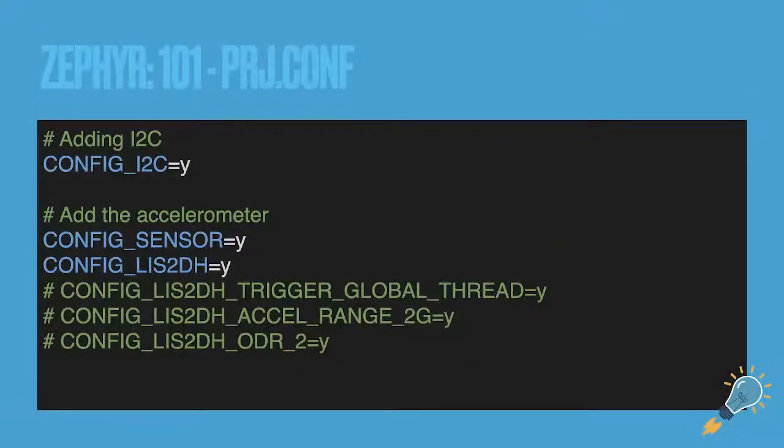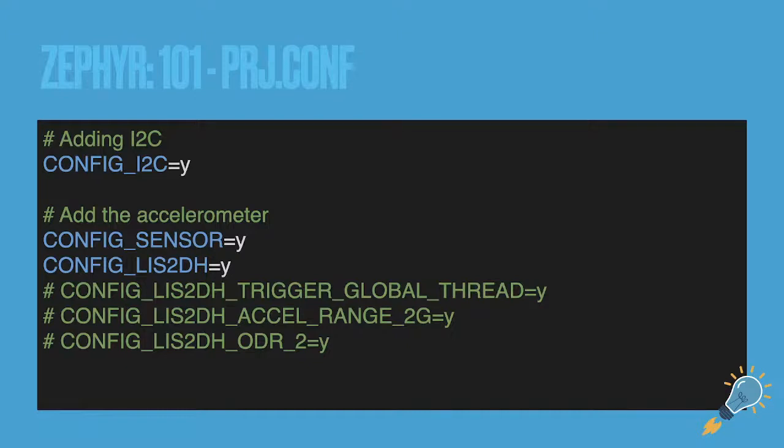Now let's jump over to prj.conf. This is the bare minimum of what you might need. This is for the LIS2DH, which is a 3-axis accelerometer. I'm going to be using it on I2C, so I2C needs to be enabled. We're using the sensor API, so that needs to be turned on. So CONFIG_SENSOR=y.